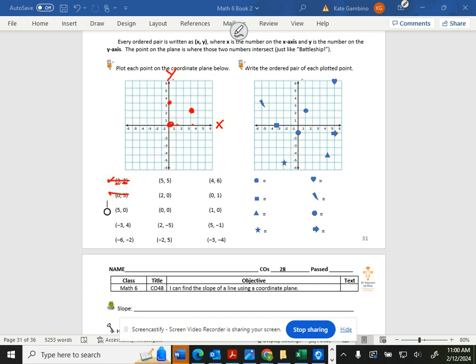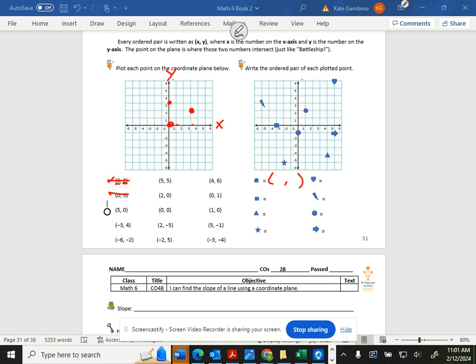Does that make sense? Do you want to do one more together, or are you good? Yep. Okay, let's look at our next graph. This time it says write the ordered pair of each plotted point. So there is a shape at different points. So I need to look at, this is a circle. So I'm going to find my circle. I'm going to say, okay, I need to write the x and the y. I'm going to put it in parentheses because that's how we write ordered pairs. So we need to have our parentheses.